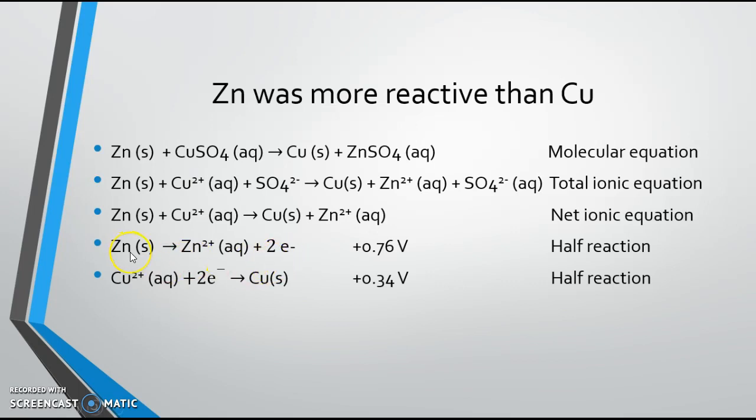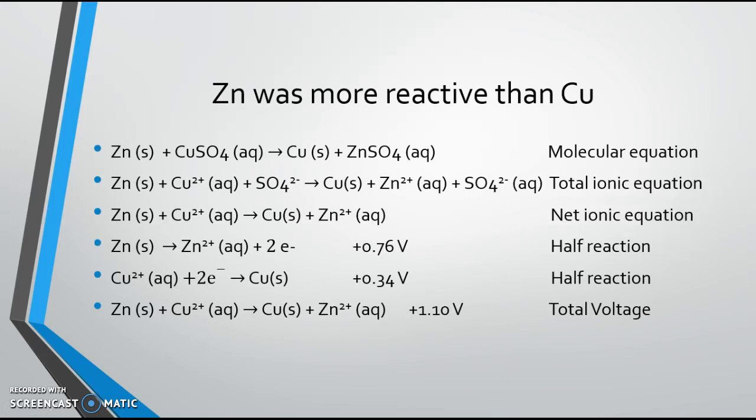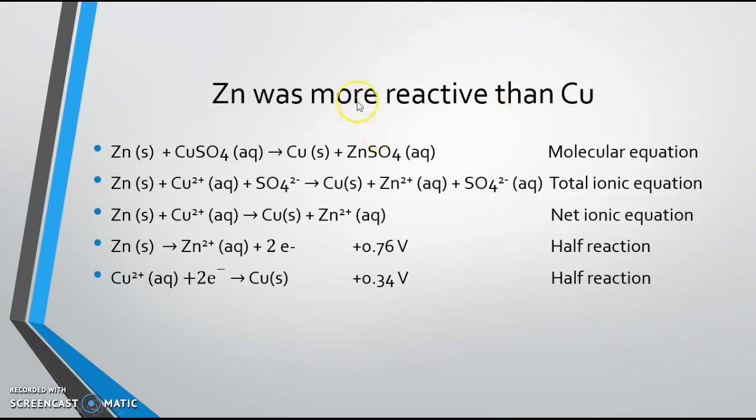So zinc, since it's more reactive, is the one that loses the electrons, and copper, since it's not as reactive, is the one that will gain electrons. So zinc is being oxidized and copper 2 plus is being reduced. And go back and look again at Appendix A11 and you can find the copper. So the copper is right here near the top of this, and we see it's written in the right order, copper 2 plus 2 electrons going to copper solid, and it has a voltage of 0.34. So let's go back here, and we see this reaction, and we put the voltage of 0.34.